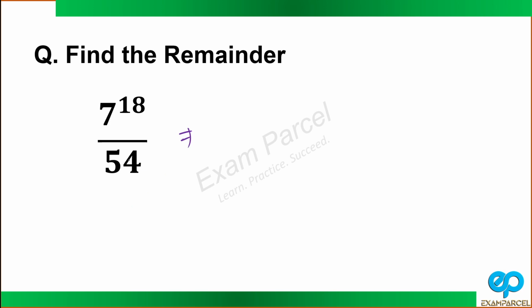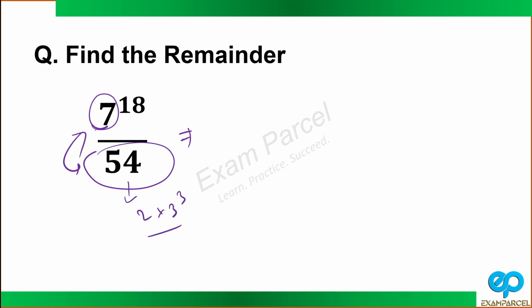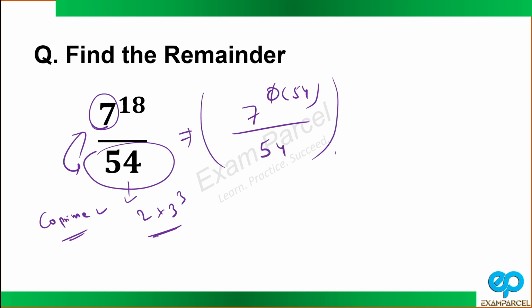The very first thing you should note is whether my divisor and the base are co-prime or not. Obviously they are co-prime, right? Why? Because this will be 2 into 3 raised power 3 and this is 7. No prime factor is common, so they are co-prime. So this check is done. Now the theorem says that 7 raised power phi of 54 divided by 54 will give me remainder 1.